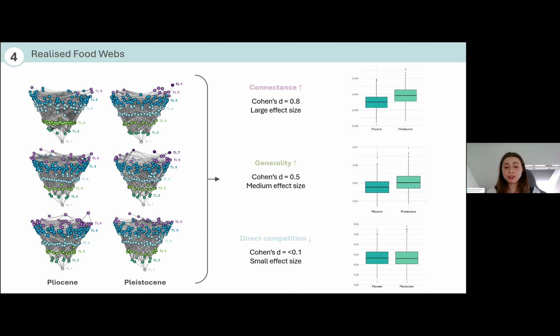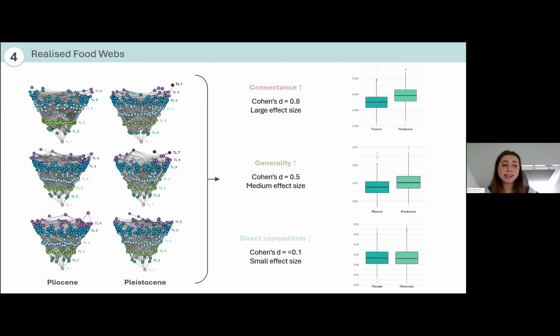So when we calculate the metrics and motifs again, we find exactly the same pattern as we did in the meta-community webs. So we see an increase in connectance, an increase in generality, and a decrease in direct competition. And as with the meta-community webs, these changes are very small. So although they are changing, the magnitude is very small. But now, because we have effect size, we can look into this a little bit deeper. So both connectance and generality have a large and a medium effect size. So this means that although the magnitude of the change is small, we can be pretty sure that it is happening.